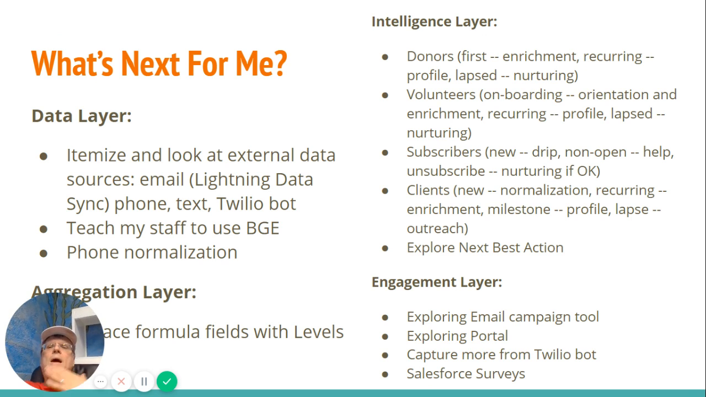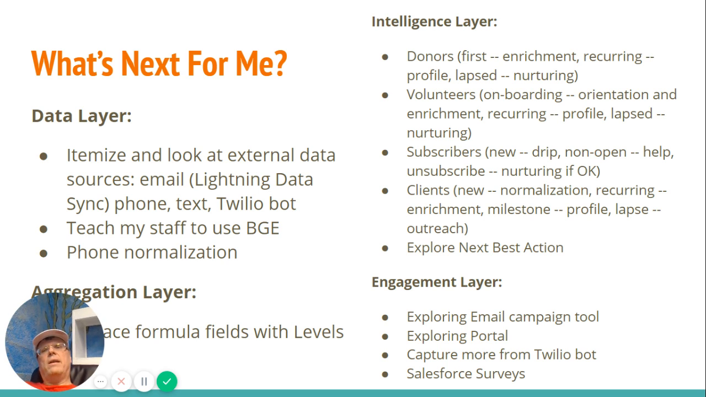For me, the next things I need to do at the data layer are itemize and look at the external data sources that I have. We are currently caught flat-footed in terms of how we are syncing email from all staff into Salesforce. We're going to go back to Lightning Data Sync. I tried to use Einstein Activity Capture, and it disastrously let me down. It disastrously proved to me it's not trustworthy. So I'm sorry, but I have turned it off, and I'm going to step back to Lightning Data Sync instead.